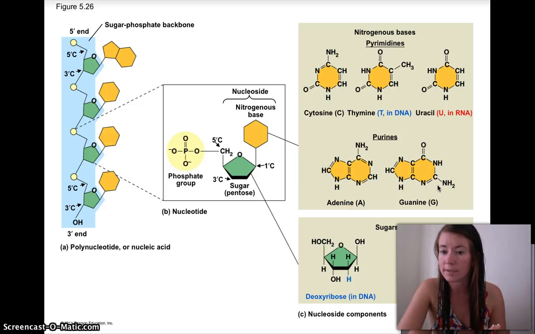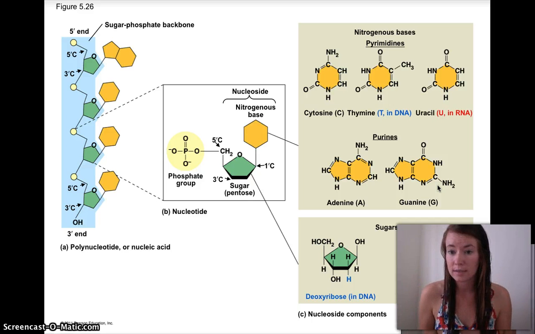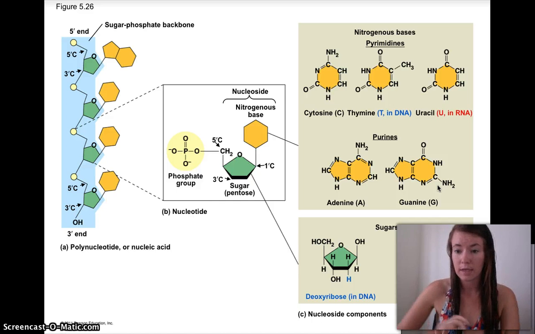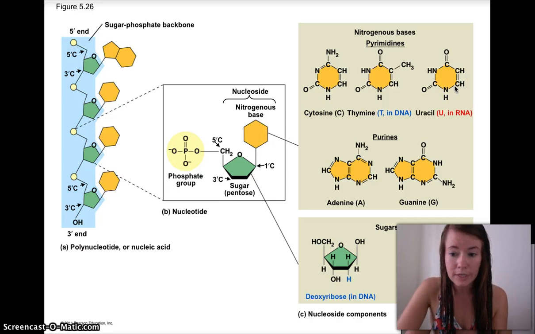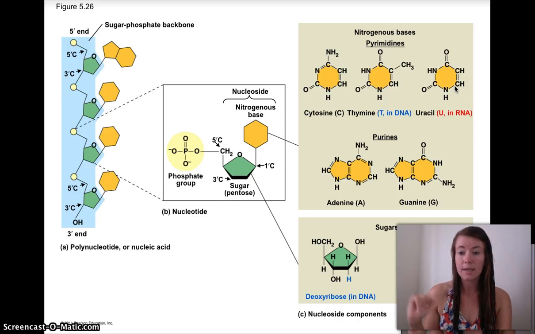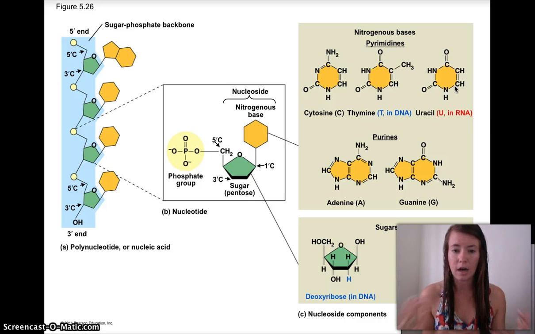You don't need to know the chemical difference between the two of those, but you do need to know that adenine and guanine are purines, and they have two rings. One is five carbons, one is six carbons. Okay, two rings. Whereas pyrimidines are these guys right here, cytosine, thymine, and uracil. They only have one ring. Again, you don't need to know the difference between the three, but you do need to know they have one six-carbon ring. Okay, that's all you need to know about these three different components.